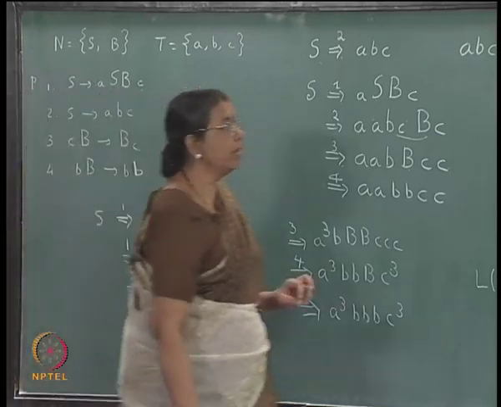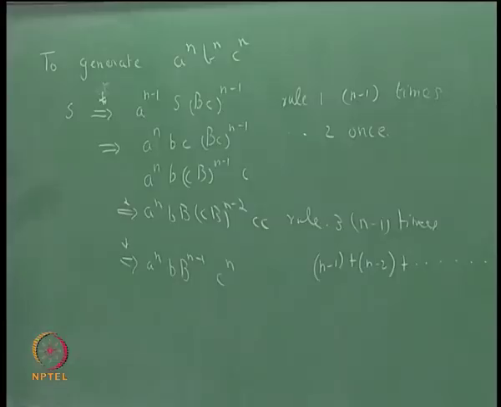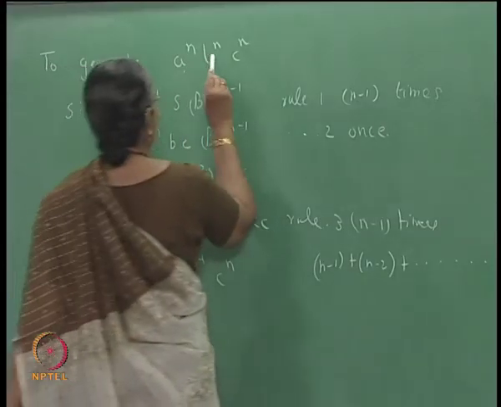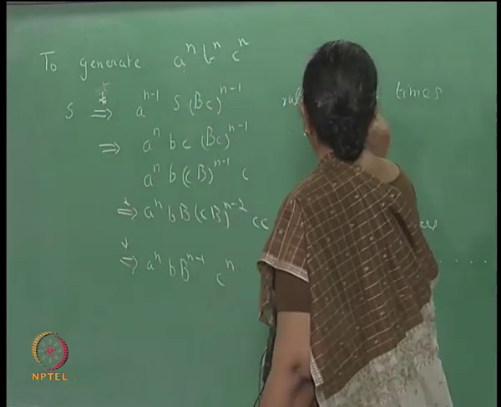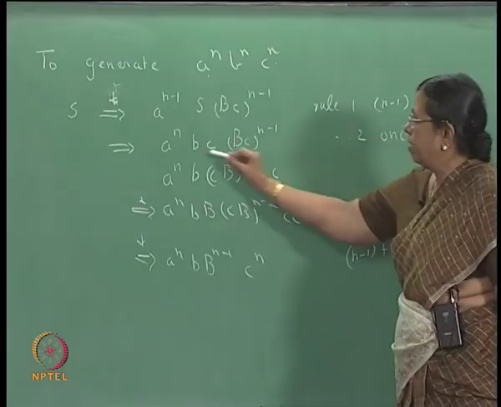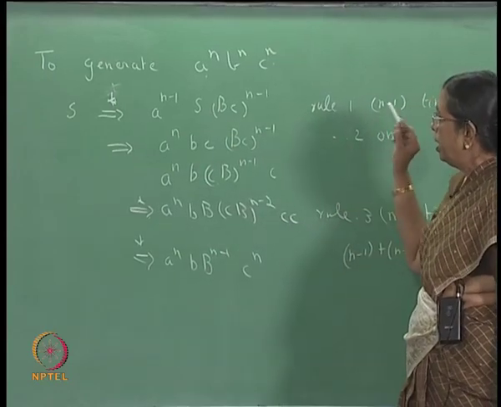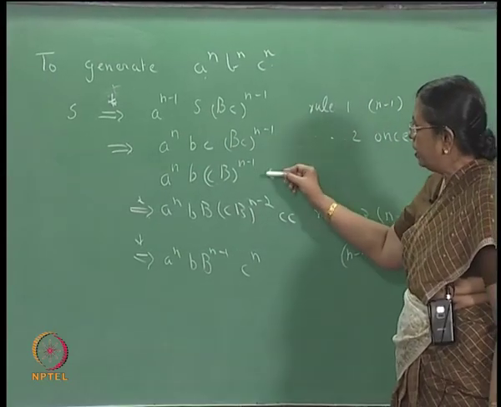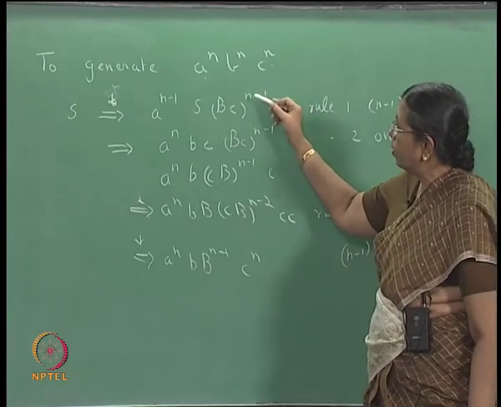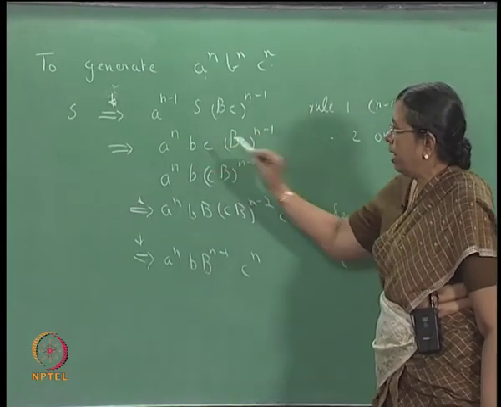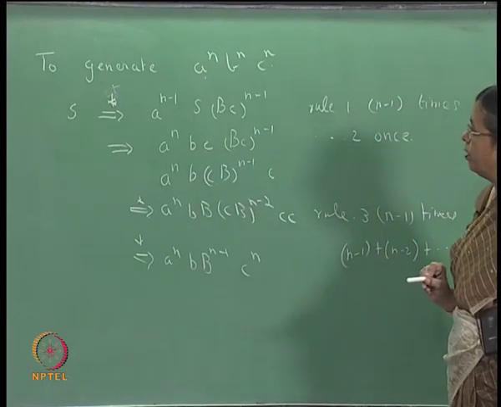So, when you want to generate A power n, B power n, C power n, first you have to apply rule 1 n minus 1 times to get a string of this form. Then you apply rule 2 once to get the ABC. Get rid of that S, you have to use rule 2.